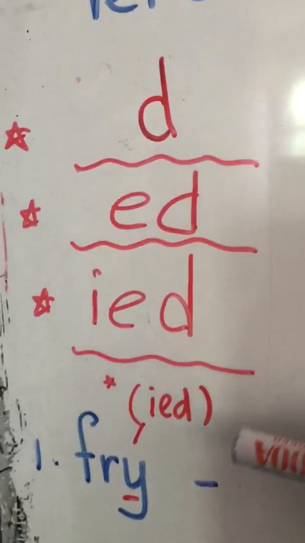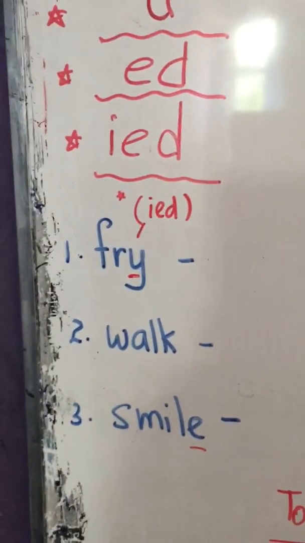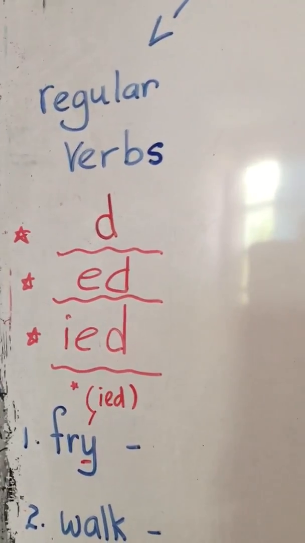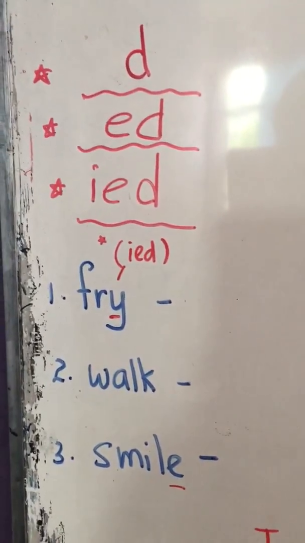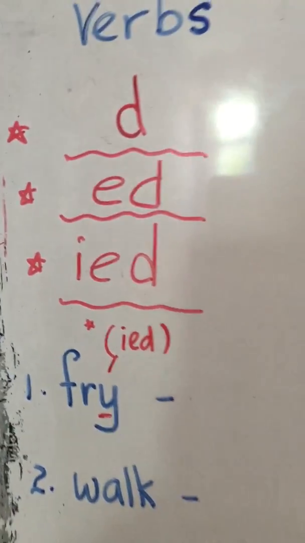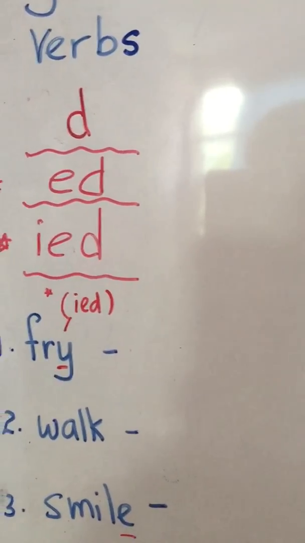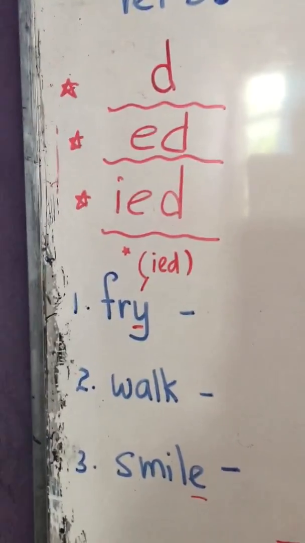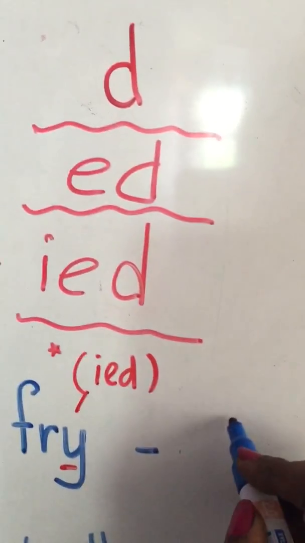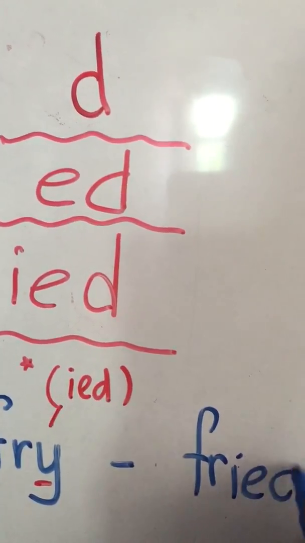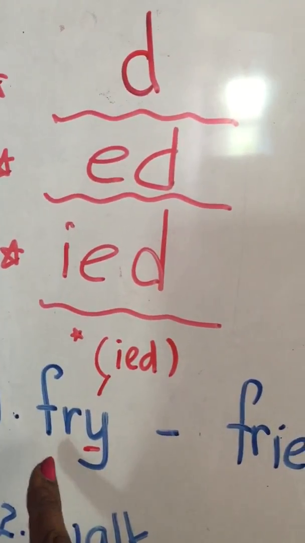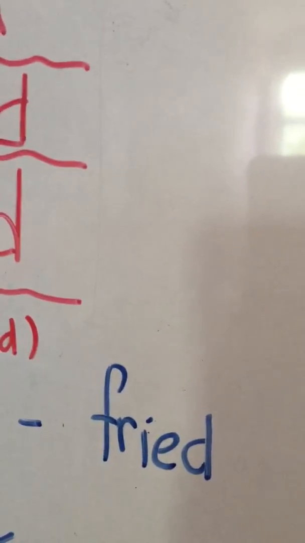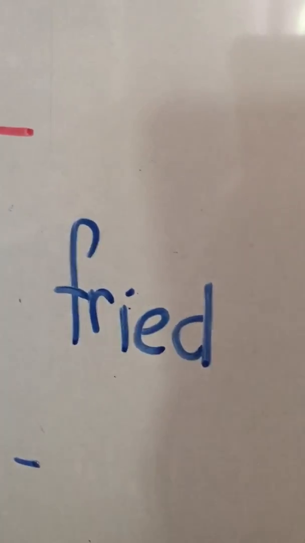How does this happen? Look at these words here. Fry, walk, smile. These are regular verbs, which happen usually and most of the time. So fry, which ends with letter Y, will change when you use the verb in past tense. It will change into fried. Just take note, the word fry is a verb. The verb changes into fried. My mom fried egg this morning, when the action takes place in the past.